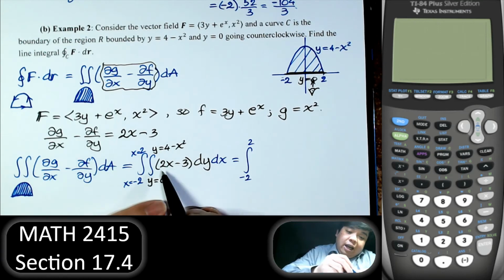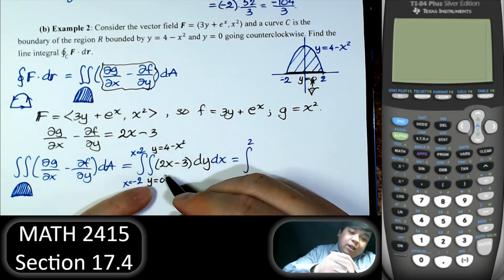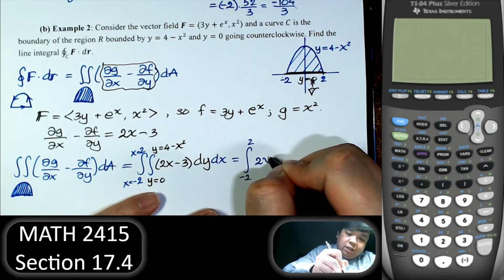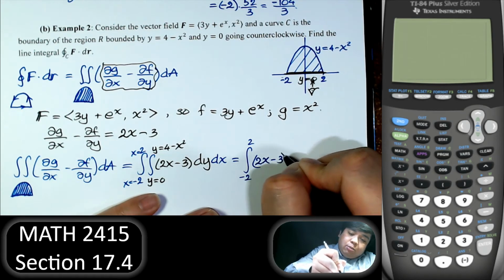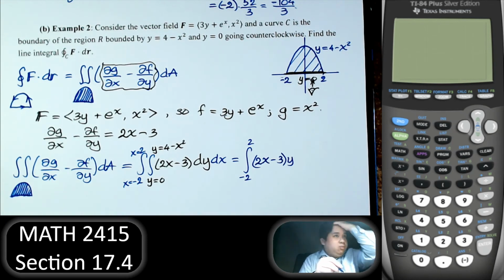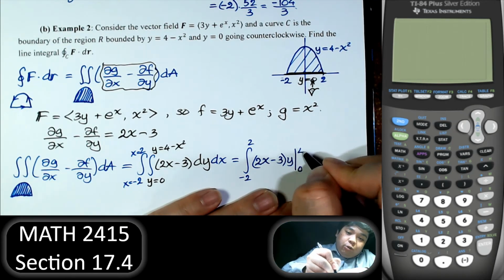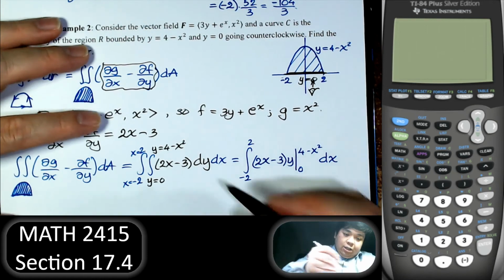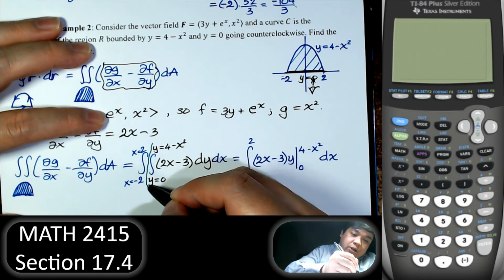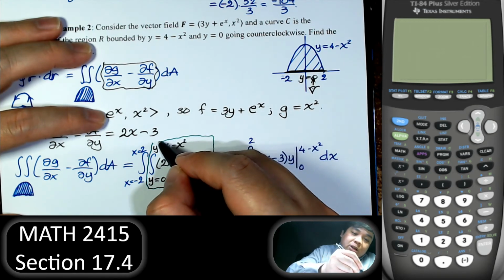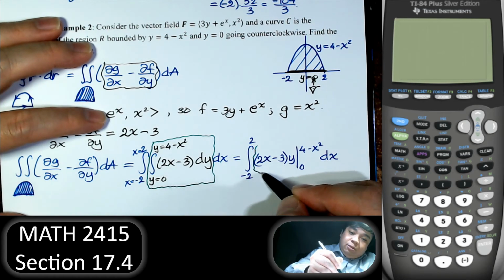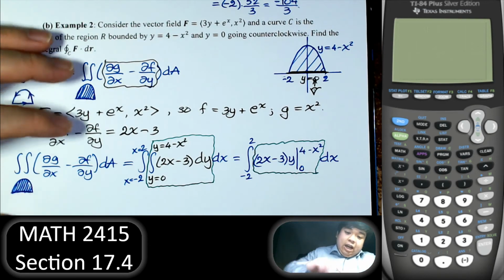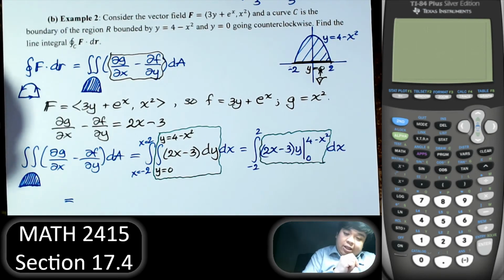-2 to 2. And we integrate 2x minus 3 with respect to y. That is 2x minus 3 times y, right? Because 2x minus 3 is constant. Evaluate from 0 to 4 minus x squared, dx. So for the double integral, I evaluate the inner integral first. I cannot use Fubini's theorem in this problem because the limit here is not constant. If the limits are constant and the function is separable, I always use Fubini's theorem.